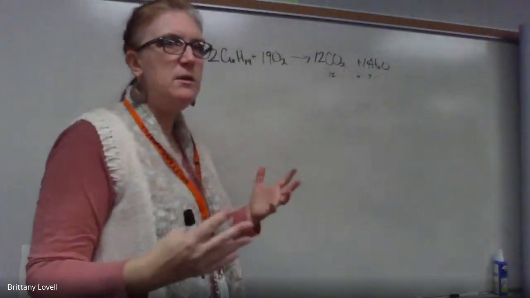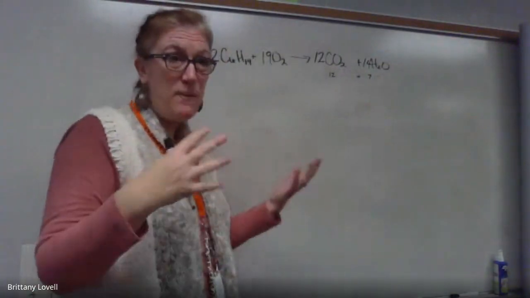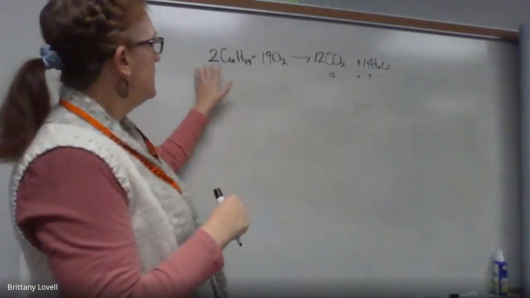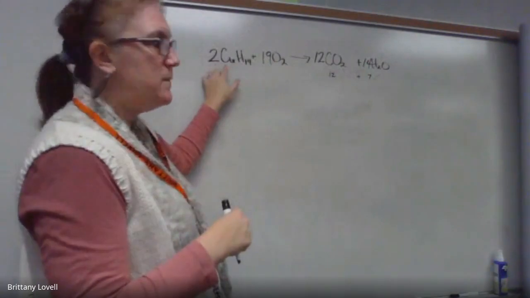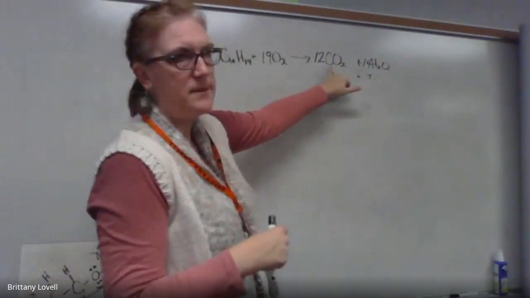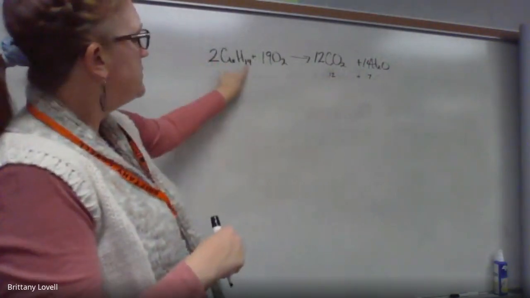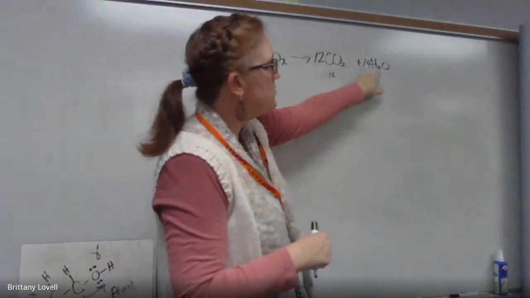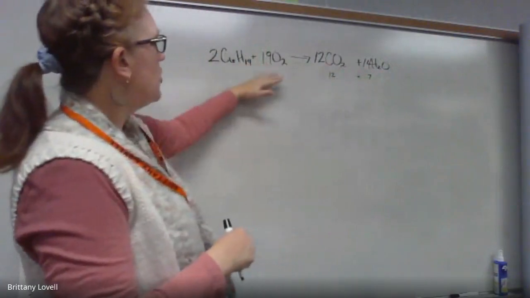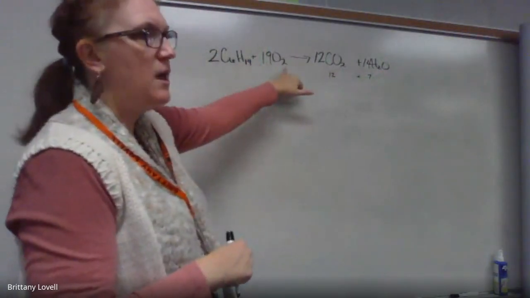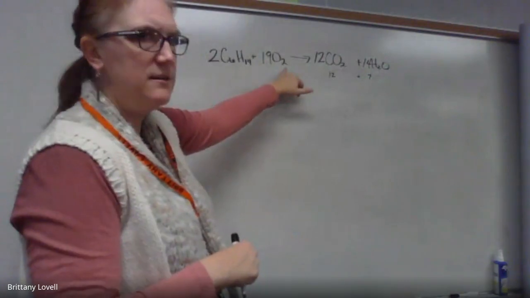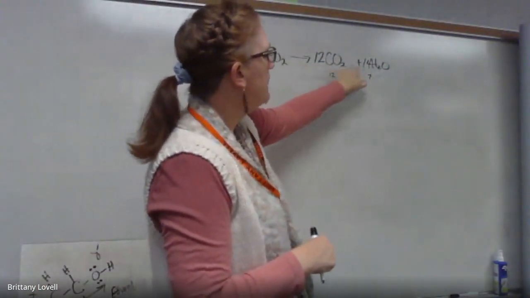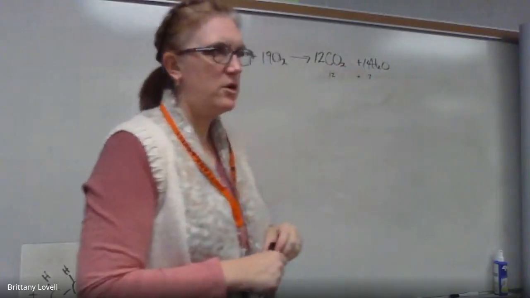Okay? And if you wanted to prove to yourself that you really did do it right, just go back and check your math. Go back and check everything. So how many carbons? 2 times 6 would be 12. Over here, look, I have 12 carbons. 2 times 14 would be 28 hydrogens over here. 14 times 2 is 28. And then your oxygens, 19 times 2 would be 38 oxygens, right? Okay, 38. And then 12 times 2 is 24 plus 14 would be 38.